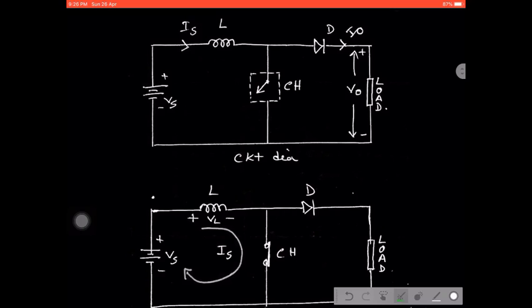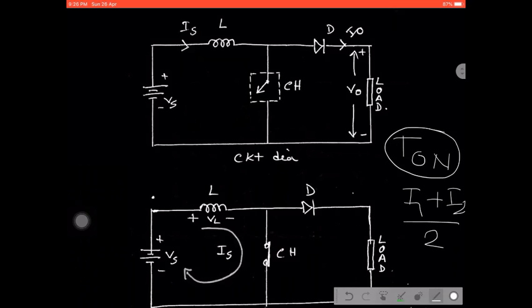Suppose the current goes from I1 to I2 during this time, gradually increasing, and after that it gradually decreases, from I2 again to I1. That means during T1 the current gradually increases from I1 to I2, so the average current should be equal to (I1 + I2)/2, and the time duration is T1. This is the energy stored.